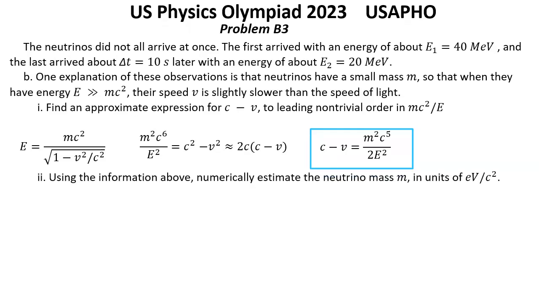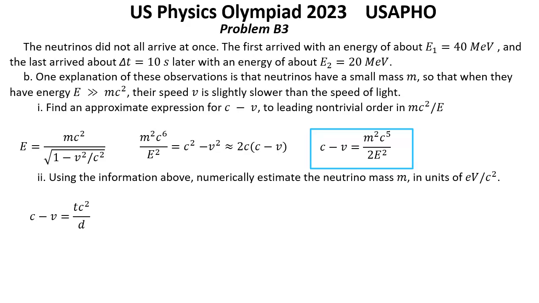Question 2 from part B. Using the information above, numerically estimate the neutrino mass m in units of electron volts per c². Solution. From part A we found that for velocities very close to the speed of light, c minus v is approximately equal to tc² over d.